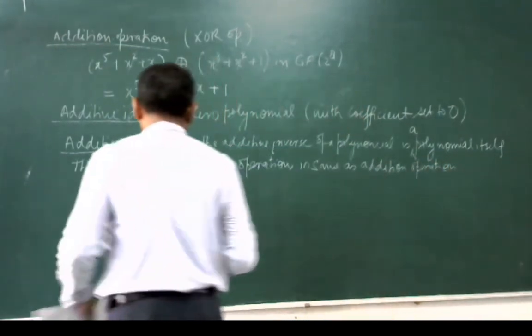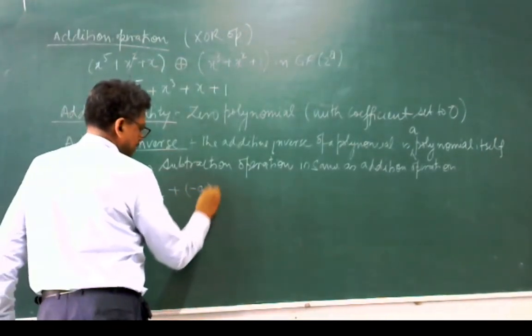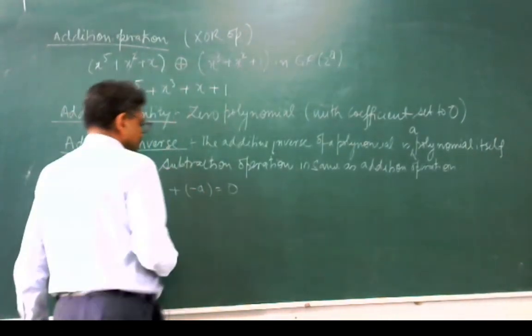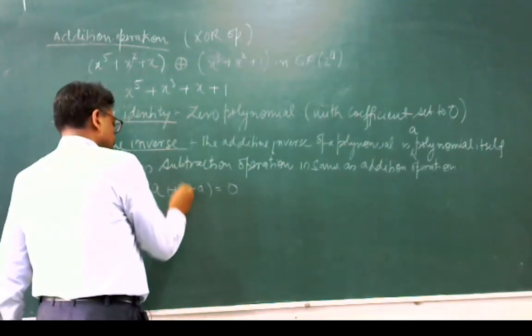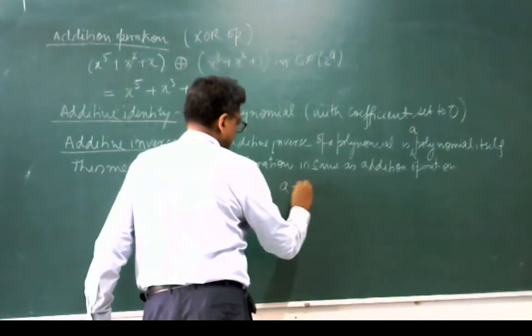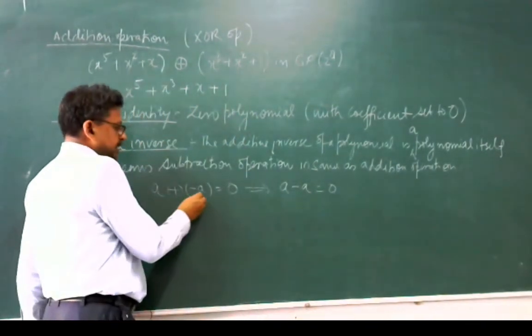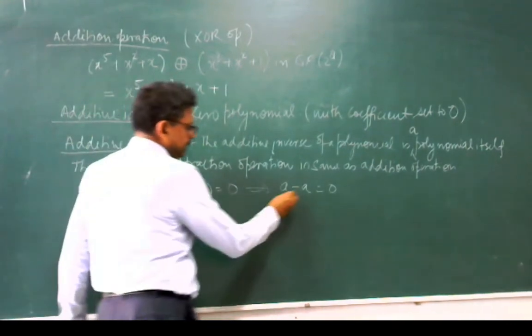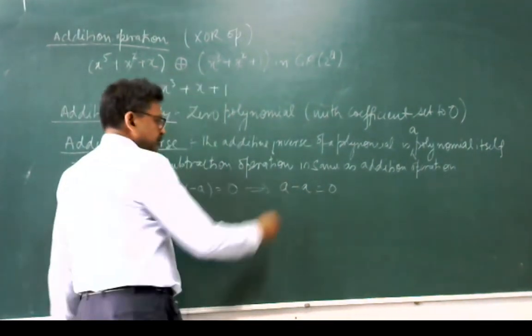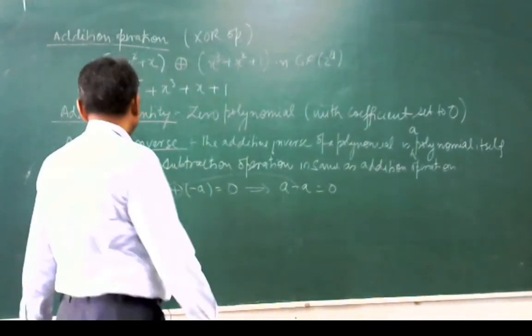Why is it so? Because a plus a is equal to 0, whether we put plus or write it like this, a minus a, this is also equal to 0. So, if a plus any element is equal to 0 and a minus the same element is equal to 0, it means the subtraction operation is the same as the addition operation.